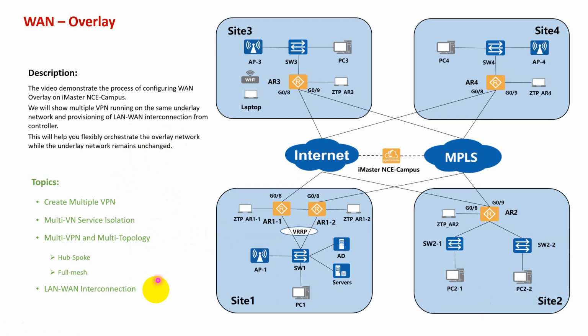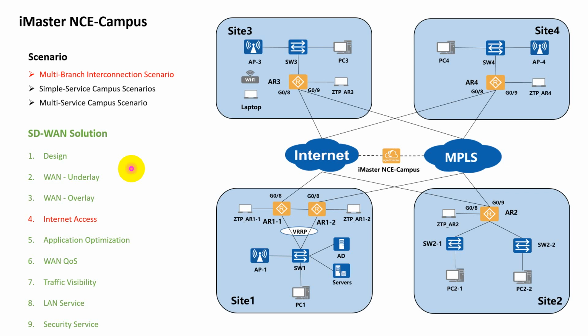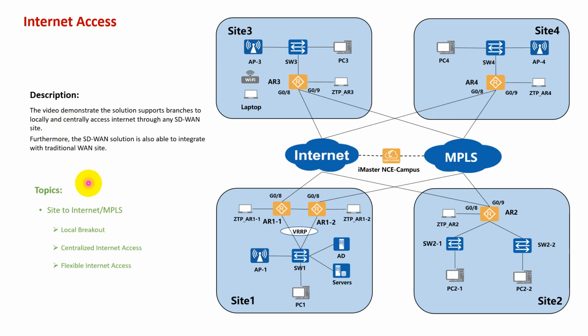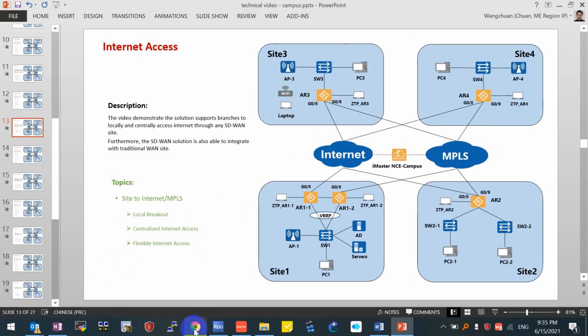Previously we have done the WAN overlay, and we'll move on to the next slide. In section 4, internet access, let's see what we can do. We have 3 options for site to internet. Local breakout, which we already did in the previous demo, and another 2 options: centralized internet access and flexible internet access. So in this demo, I'm going to demonstrate the centralized internet access and flexible internet access. Okay, let's switch to the environment.